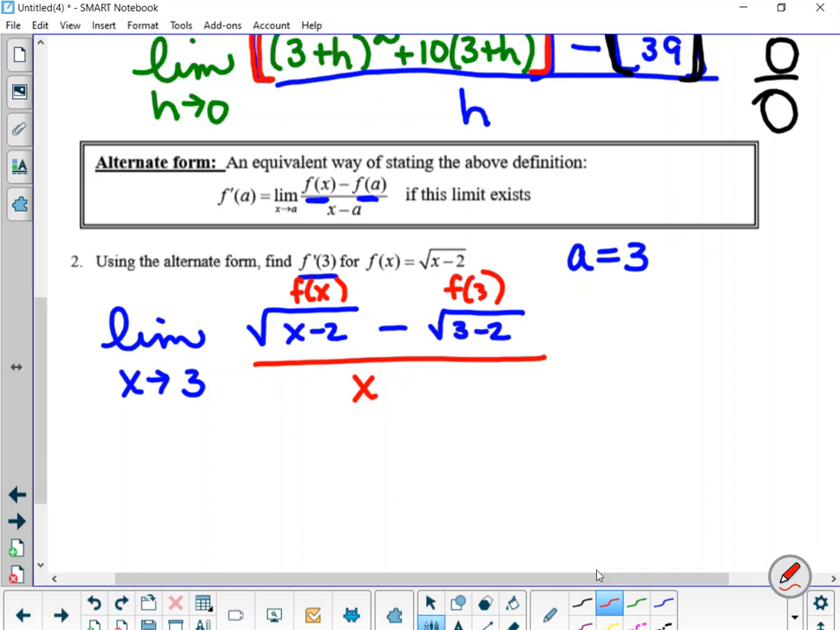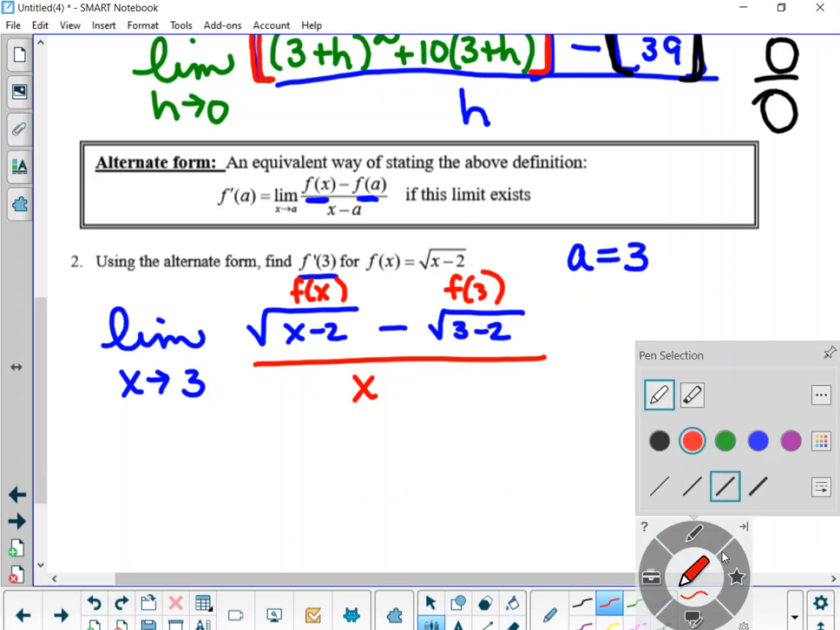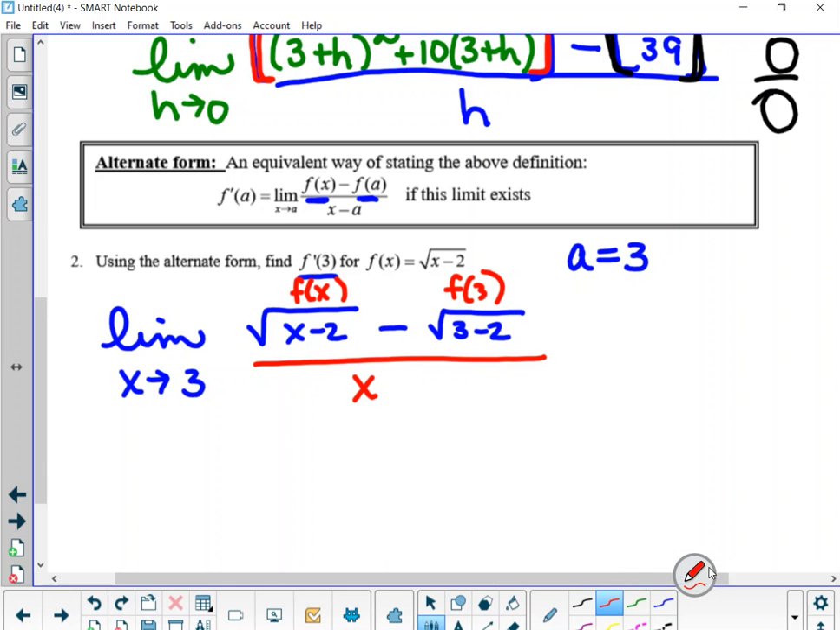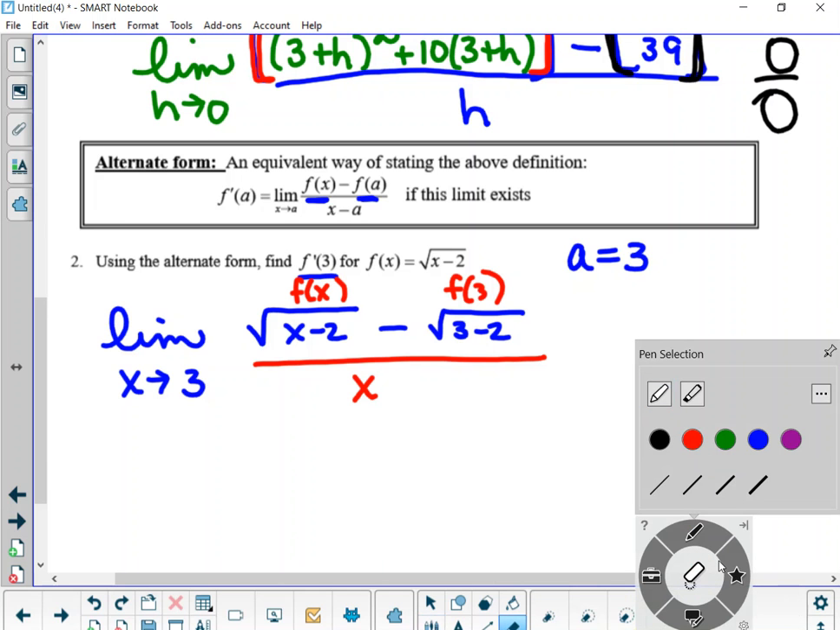I tend to prefer this version of the limit definition of the derivative. The algebra seems to work more nicely for me in this case. I always preferred this version. You may feel that same way. Just kind of depends on your perspective.